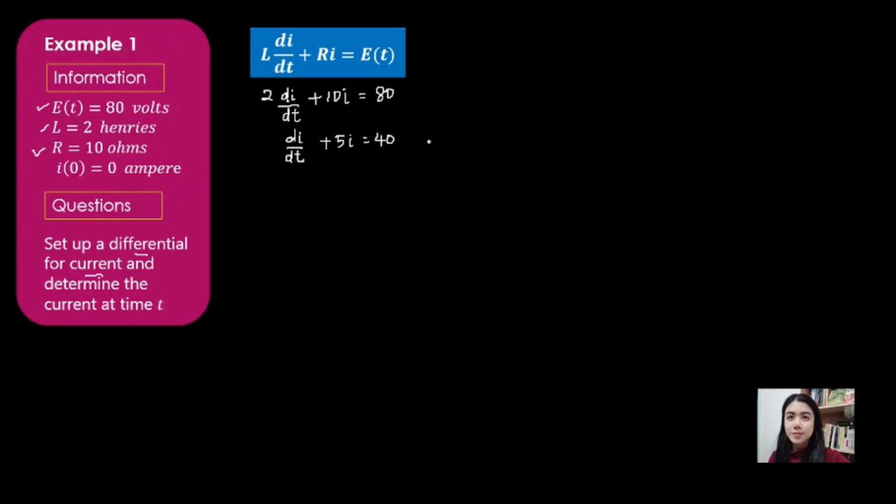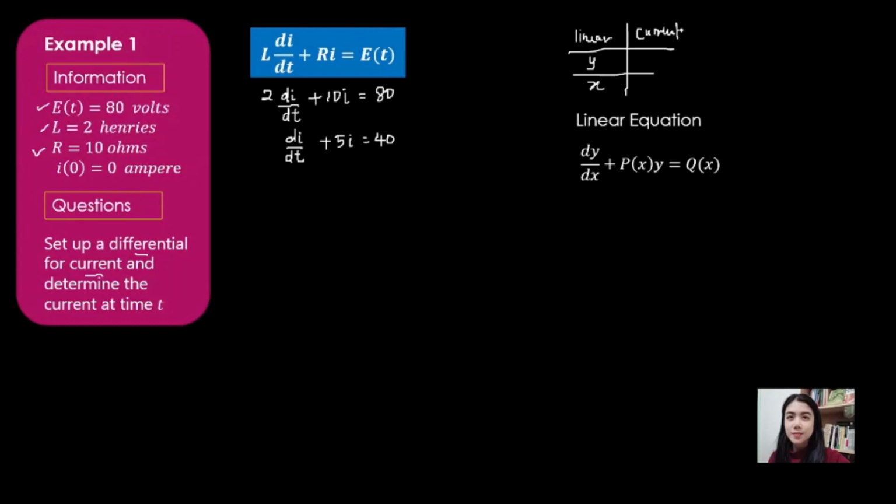Now compare what we have here with the linear differential equation. If you look at the linear differential equation, the variables are y and x. Let's compare with our current differential equation. Our current differential equation is actually another linear equation, because it is in the form of a linear equation, it's just that it has the variables I and t.